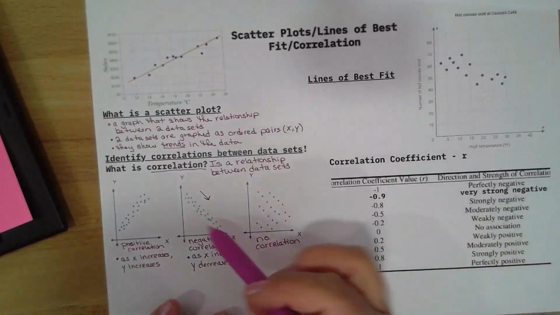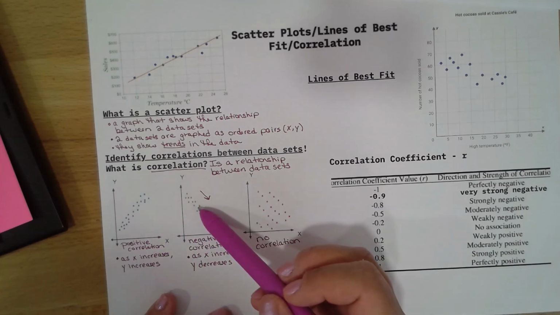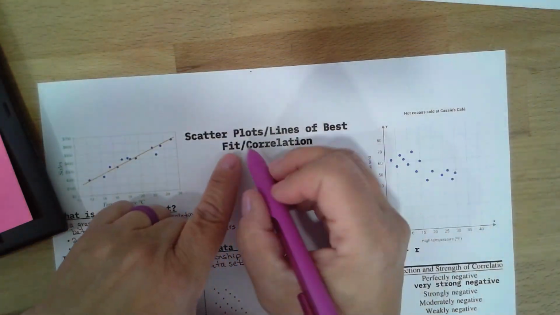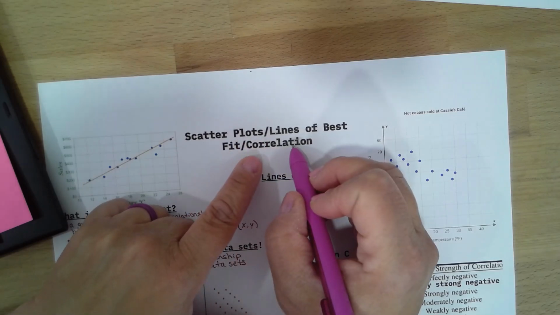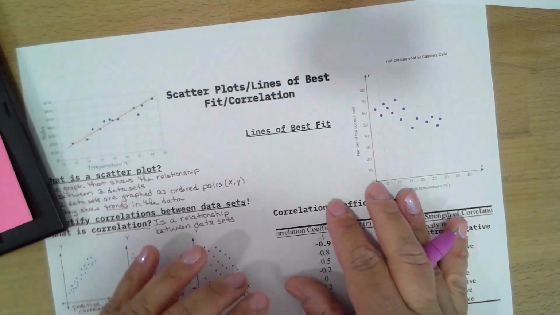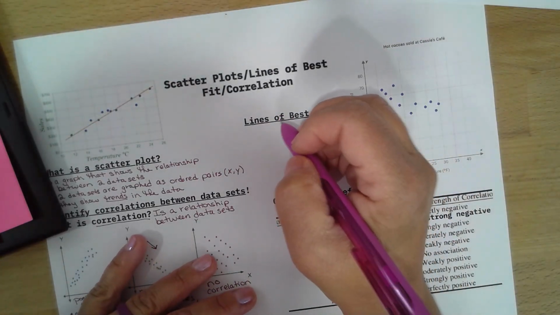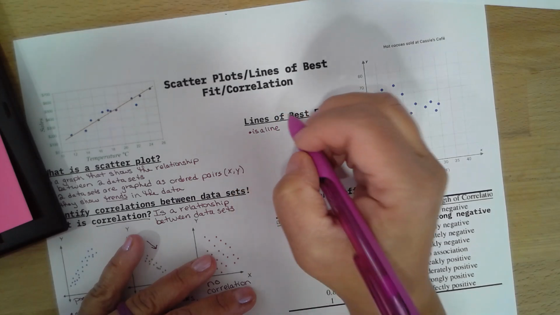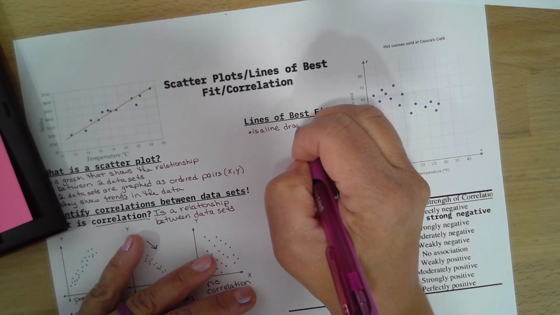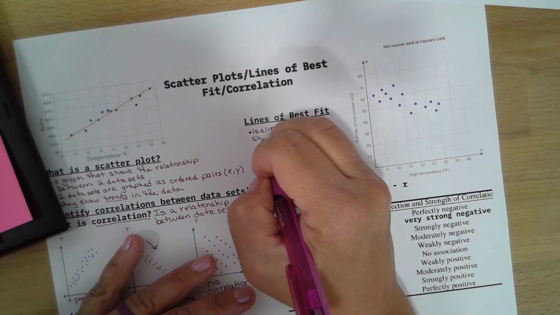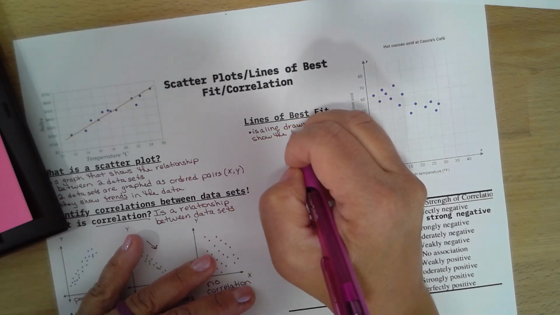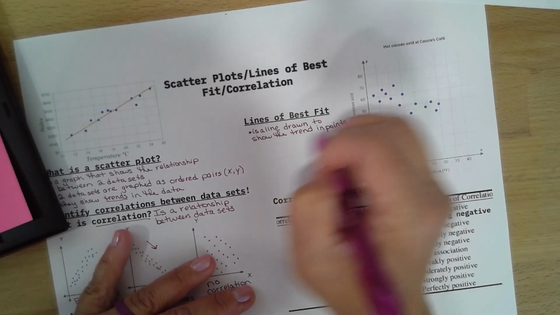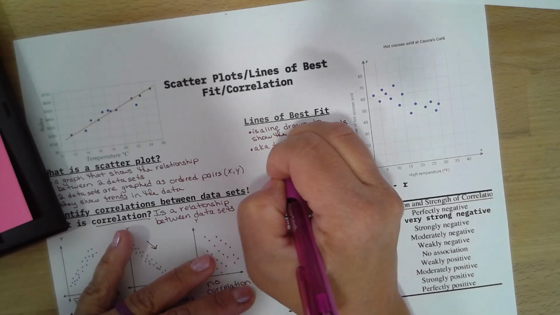Okay, so once we have either a positive or negative correlation, we're going to start drawing what's called a line of best fit. By the way, this should be lines of best fit and correlation. Actually, we could just leave it as correlation. That's fine. So a line of best fit is a line drawn to show the trend in points. It's also known as the trend line.